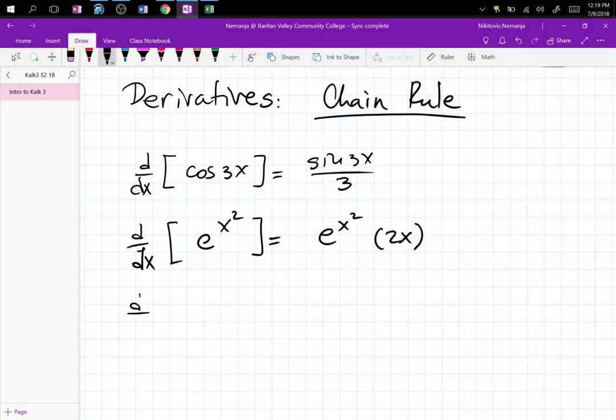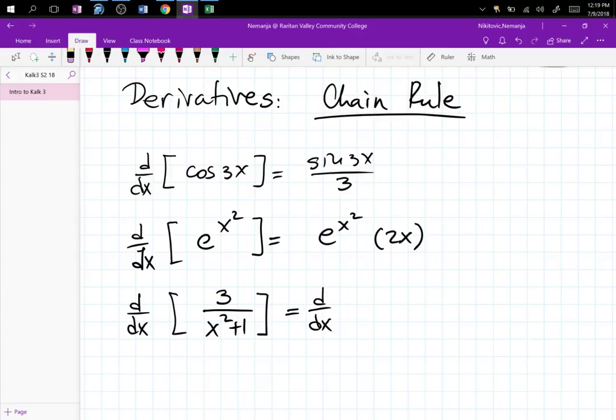The derivative of 3 over x squared plus 1 is not the quotient rule, because that's going to waste your time. You are going to rewrite this as a chain rule, kicking the 3 in front because it's constant.